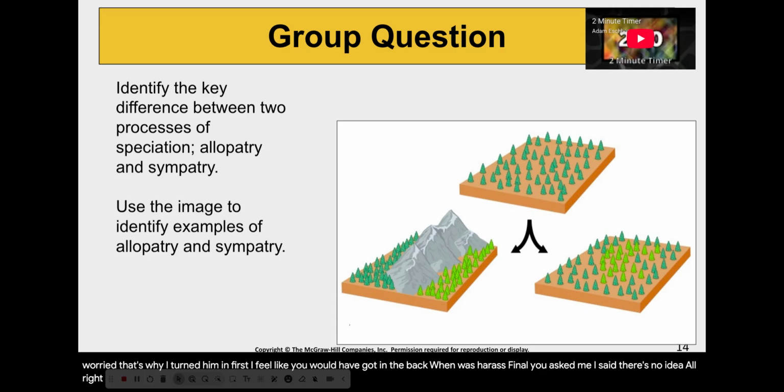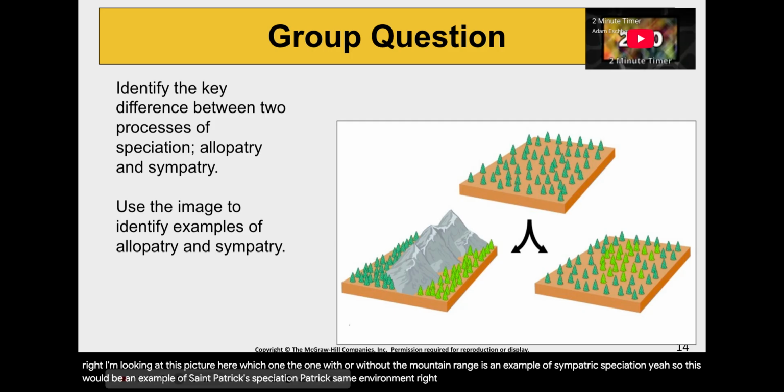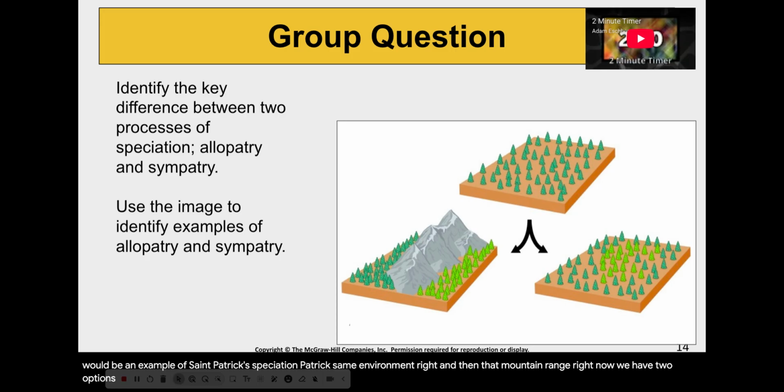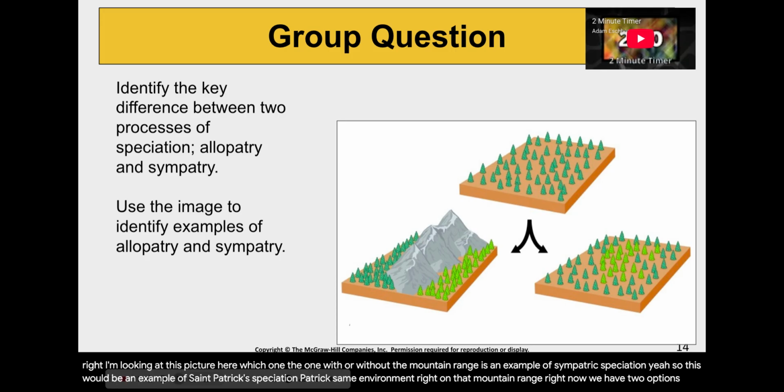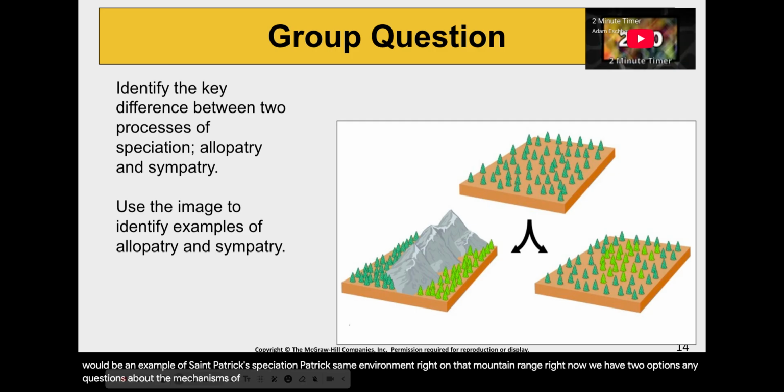Looking at this picture here, which one, the one with or without the mountain range, is an example of sympatric speciation? Without, yeah. So this would be an example of sympatric speciation. Think sympatric, same environment, right? And then that mountain range, you only have 2 options, so it has to be the allopatric speciation one. Any questions about these mechanisms of speciation? All right.